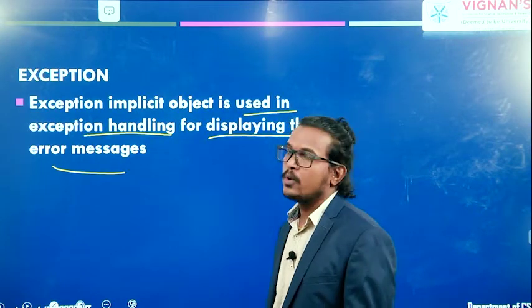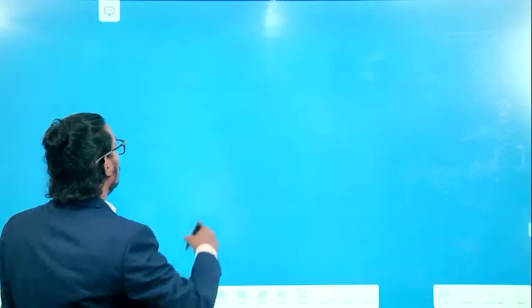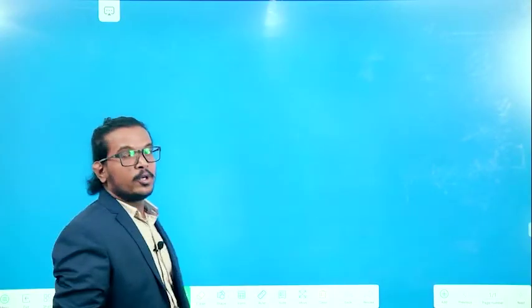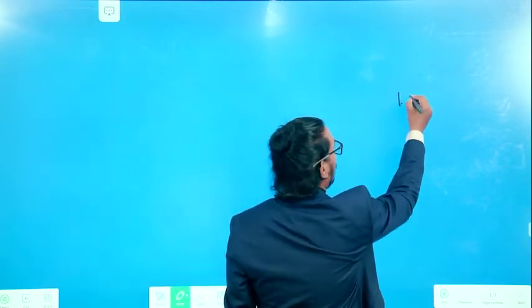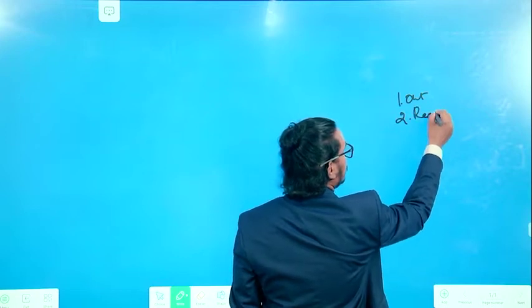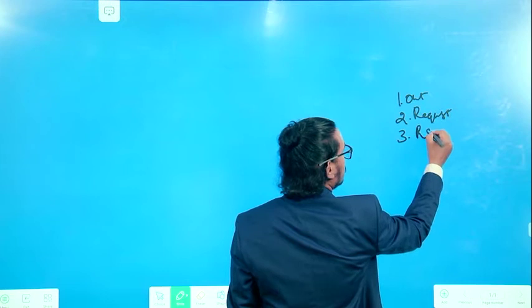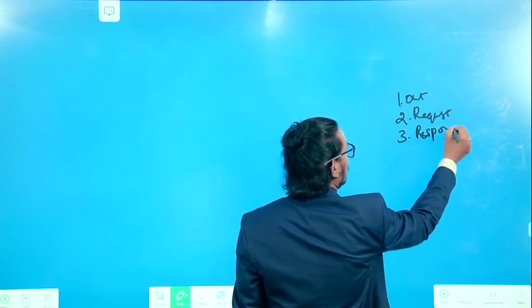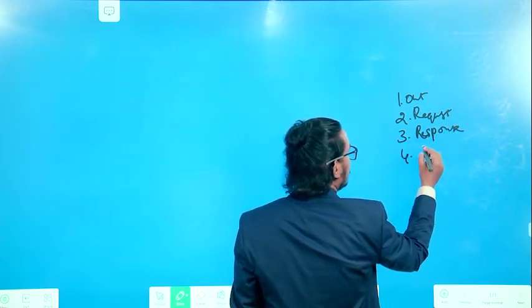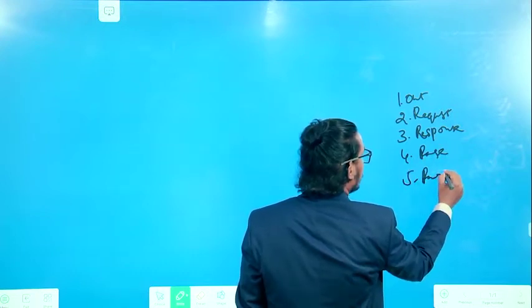So in today's class, we are talking about the total of all 9 different types of objects. What is the first one? The first one is the out object. The second one is the request, and the third one is the response. The fourth one is the page, and the fifth one is the page context.